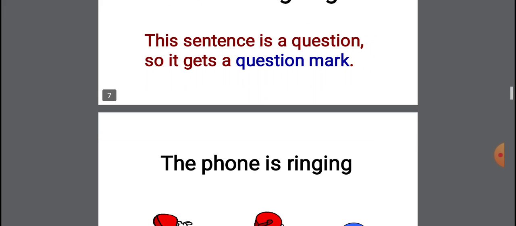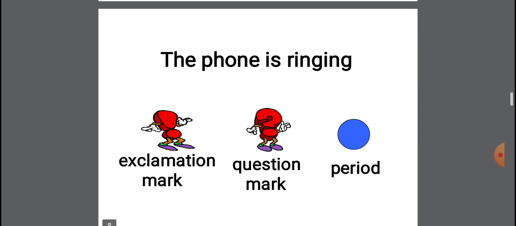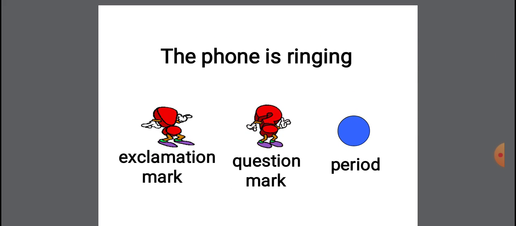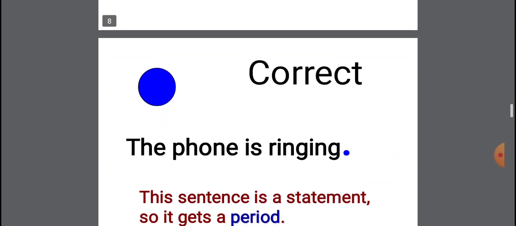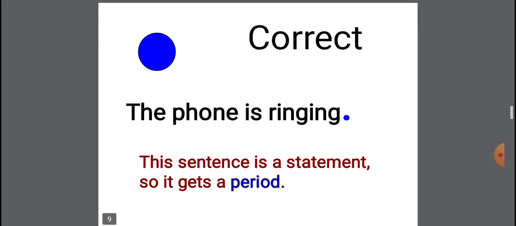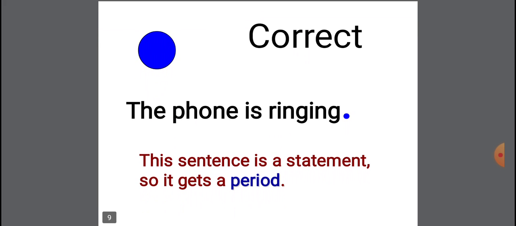Now see the next one, the phone is ringing. This is the sentence. Now you have to identify whether we have to use an exclamation mark, a question mark, or a period. If you use a period or full stop, it will be correct. This sentence is a statement, so it gets a period, or you can say a full stop.